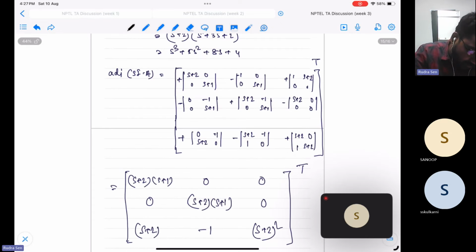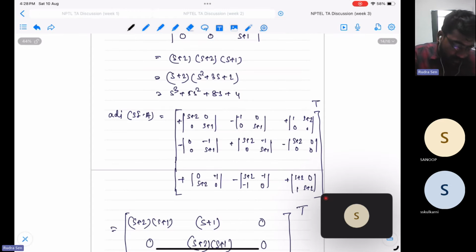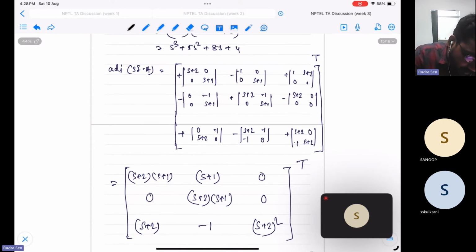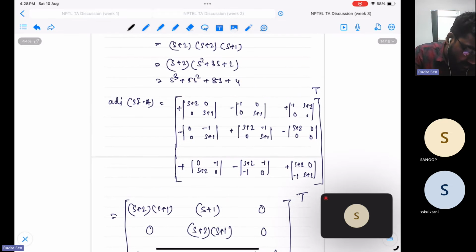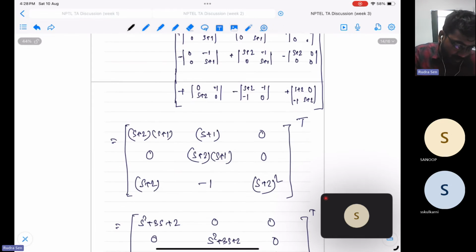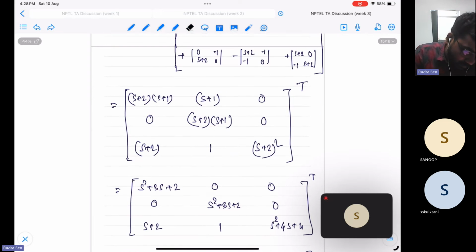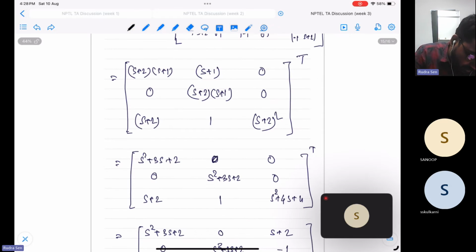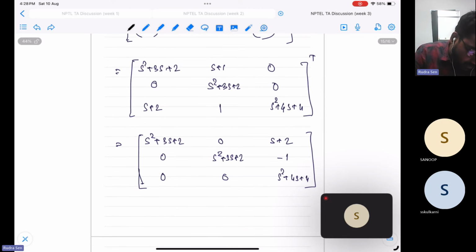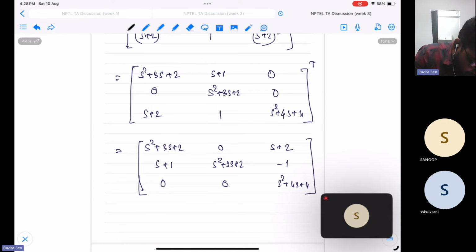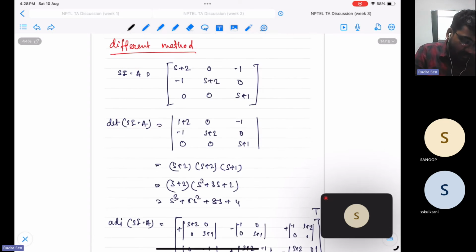I forgot, this is not 0, this is s plus 1, and this term is minus 1. This term is minus 1. This term is minus 1. Everything okay. Yeah. This term is plus. This term is plus. And this one is s plus 1. If this is s plus 1, this one should be s plus 1. And this is plus. Okay.